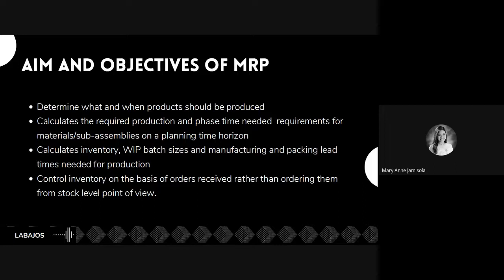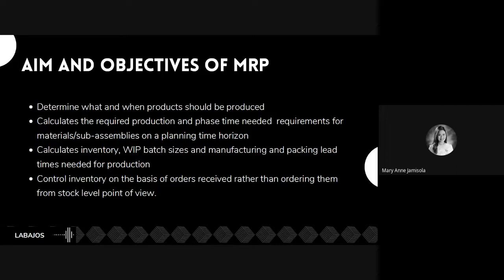Another aim and objective of MRP is to calculate inventory, work in process, batch sizes, and manufacturing and packing lead times needed for production. So, how many days does this particular inventory need in order for this to be completed? How many days will it take for this finished good to be packed and ready for shipment? It will also give us a balance of our raw materials, work in process, and finished goods at a specific point in time.